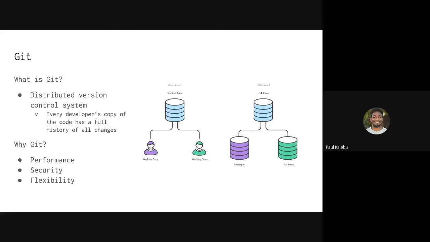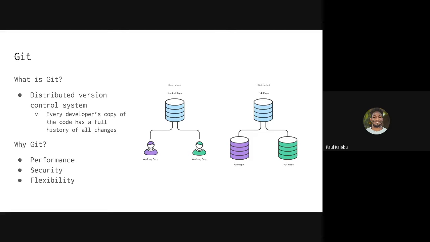So, enough of version control. What is Git? Git is essentially a distributed version control system. As you see on the right, you could have a centralized version control system or a distributed version control system. There are very many other different designs for this as well, but these are kind of the main two. In a distributed system, every developer's copy of the system has a full history of all the changes.